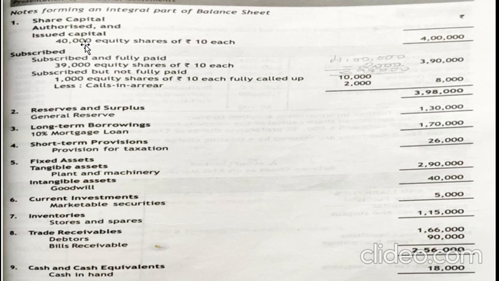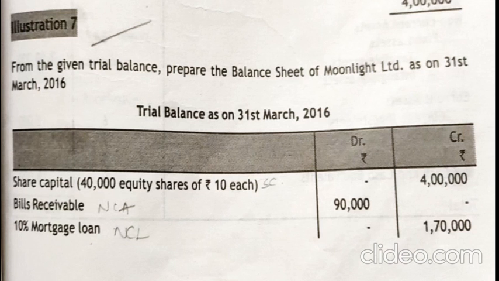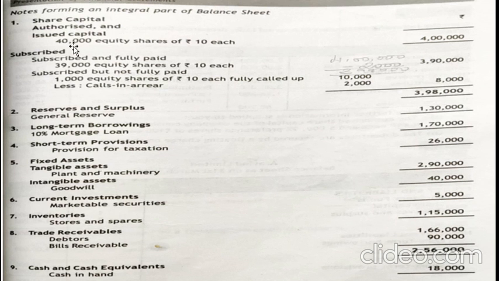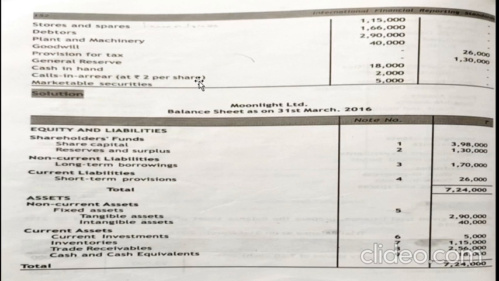So if there is calls in arrears, the segregation will be done like this. Authorized and issued share capital will be as per the question, which states 40,000 equity shares of rupees 10 each, which is 4 lakh. So we will be recording it. Then subscribed: as we have calls in arrears, they are mentioned in the question. Calls in arrears in the question is at rupees 2 per share, and the amount is 2,000.